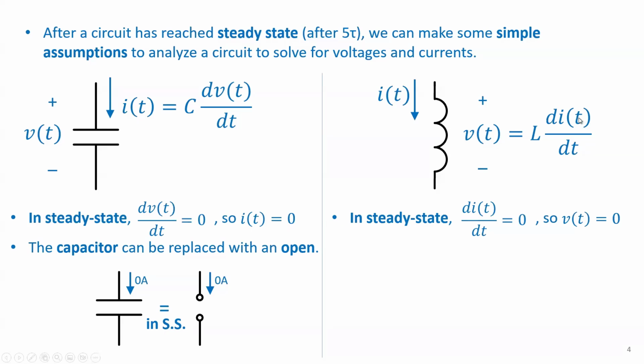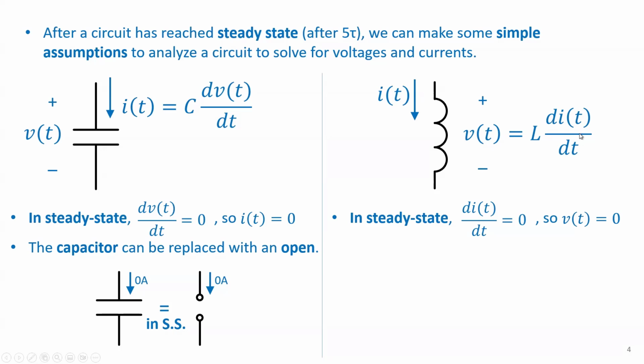Someone asks in the chat, is it always 5 tau or is it case by case? For a first order circuit, assuming you define steady state as you're 99% of the way there roughly, it'll always be 5 tau. Okay, you will reach steady state at 5 tau. And then after 5 tau, you have roughly DC.